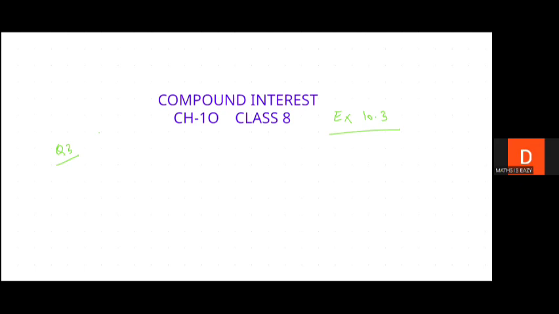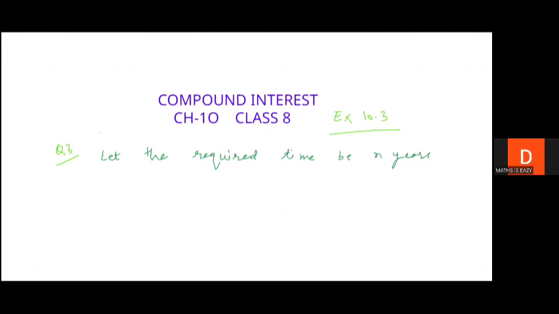So here question number 3 says, after how many years will rupees 8,000 become rupees 10,125 at 12 and 1/2% per annum compound interest? So here, how do we start? Let the required time be N years, because we take time in N.